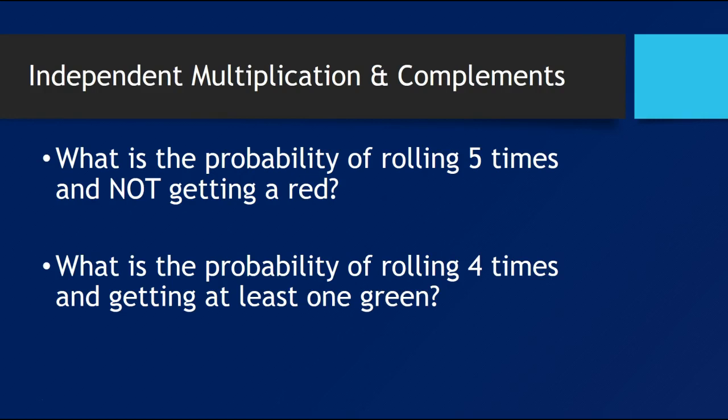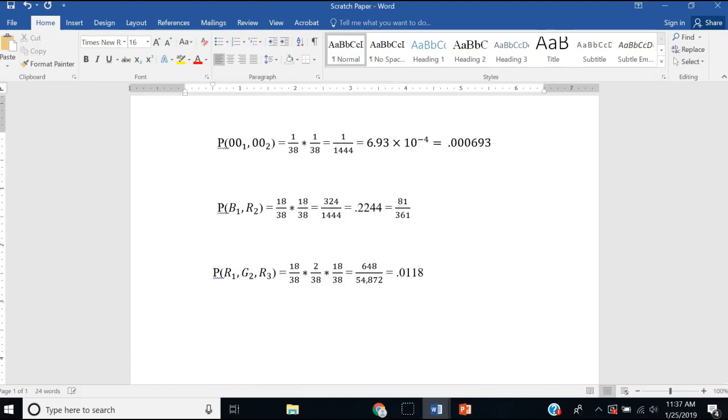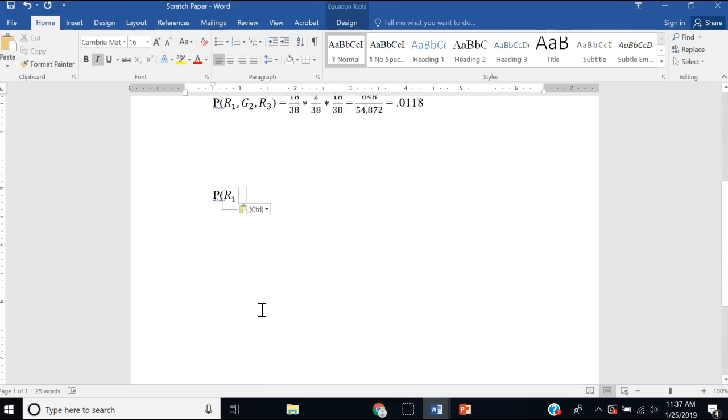Now this one's a little bit more in depth, all right? Not getting a red, rolling 5 times. So let's think about this. Not getting a red, but we're rolling 5 times. So when it says never get a red, I don't want a red. So let's call N not red. Okay? So I want to get a non-red on the first roll.